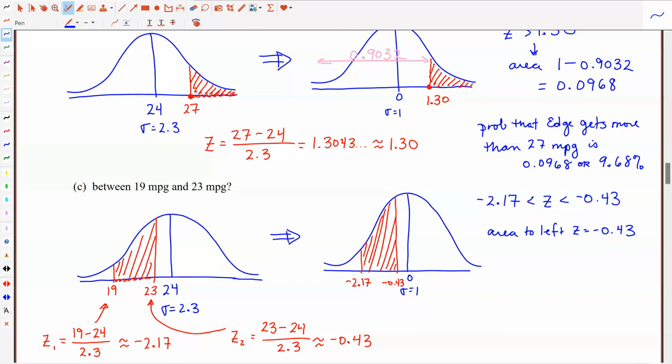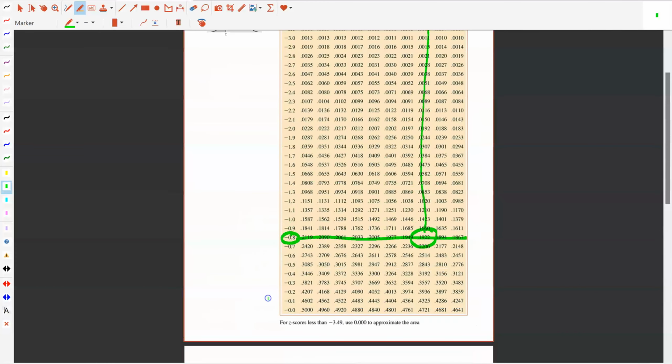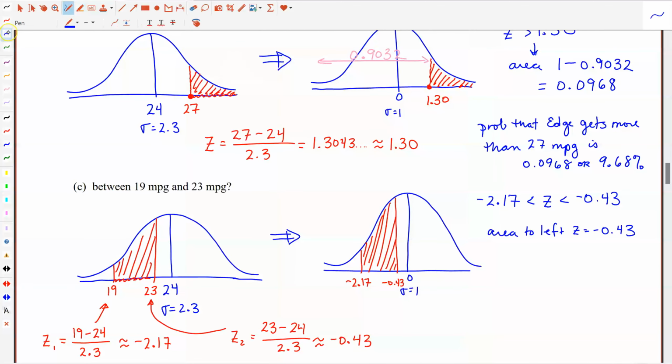Right, to the table, negative 0.43. So let's come up to the negative values. Negative 0.4 is right here, and 0.03 would be up here at the top. We find where that row and that column intersect. I'm getting an area of 0.3336. So let's go ahead and record it. The area to the left of that is 0.3336.